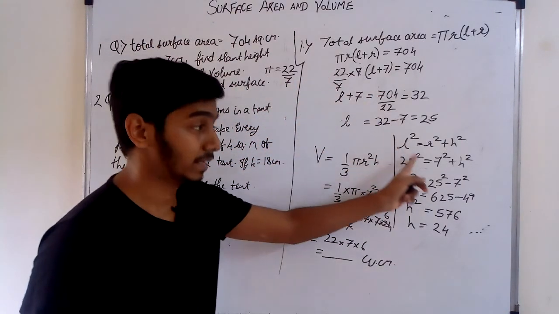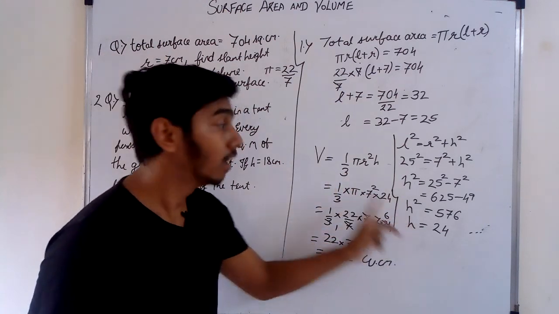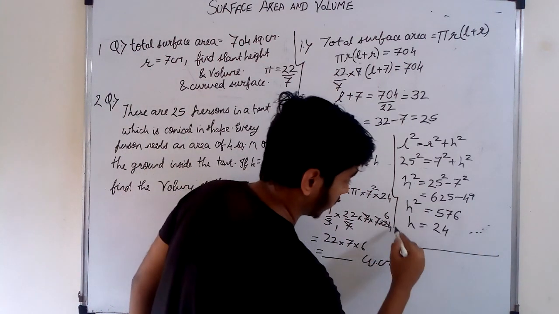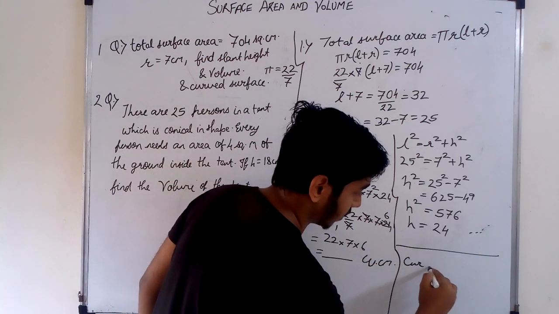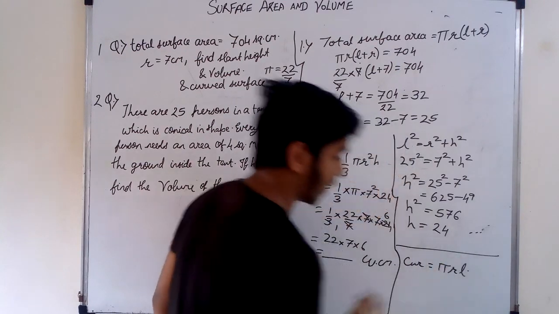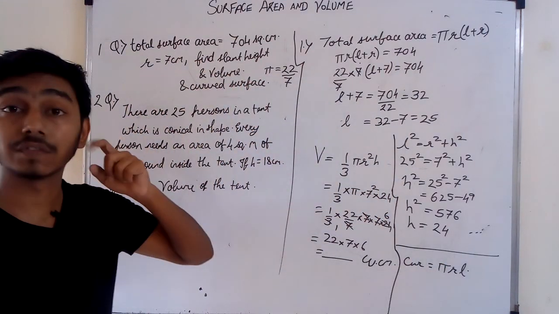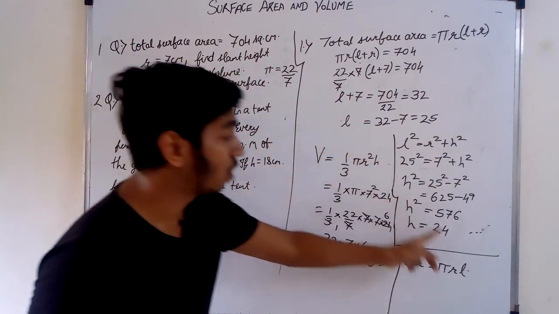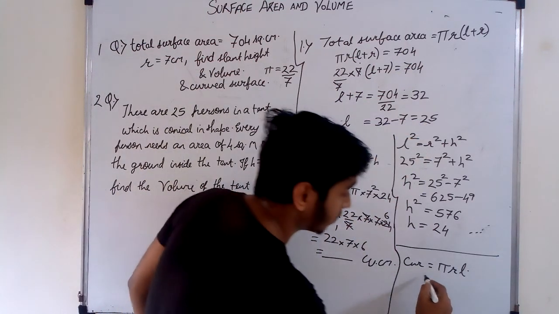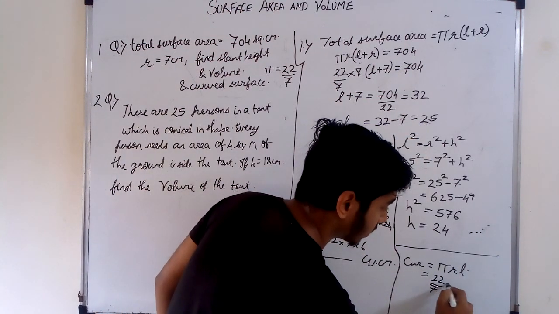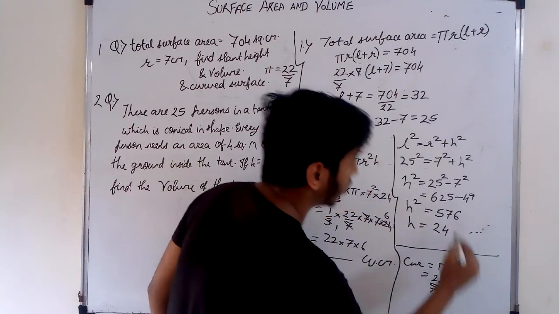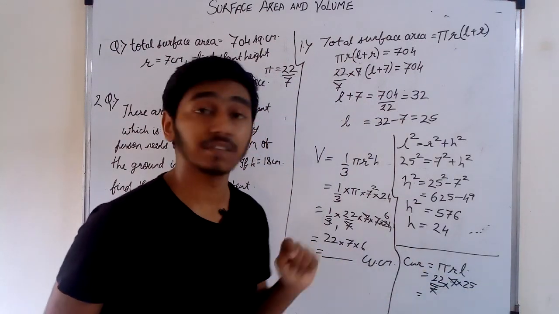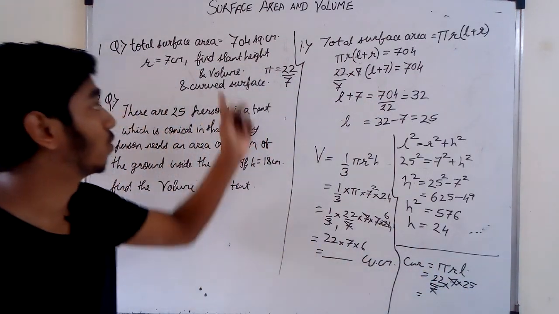So I hope you have understood how to find slant height, then height, then volume, and then to find curved surface, you know, curved surface is equal to pi r l. Yes or no? Curved surface area of cone, pi r l. You have the value of r, you have already found L, which is 25. So simply pi is 22 by 7 into r is 7 into L is 25. 7 7 gone. Simply 22 into 25, that will be your curved surface area of cone.